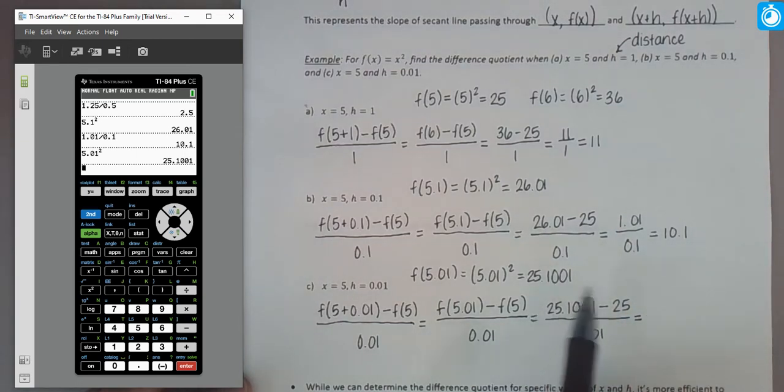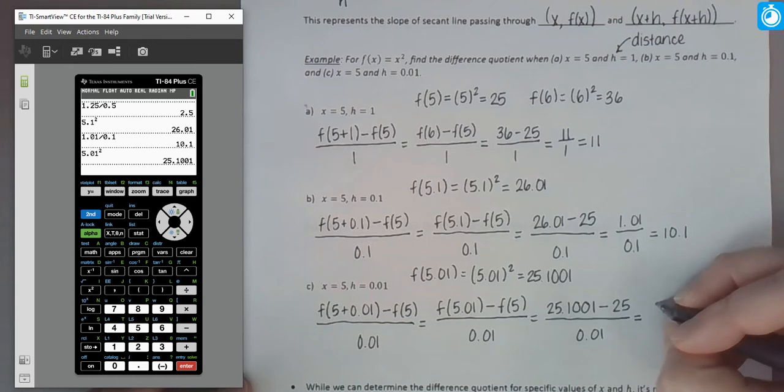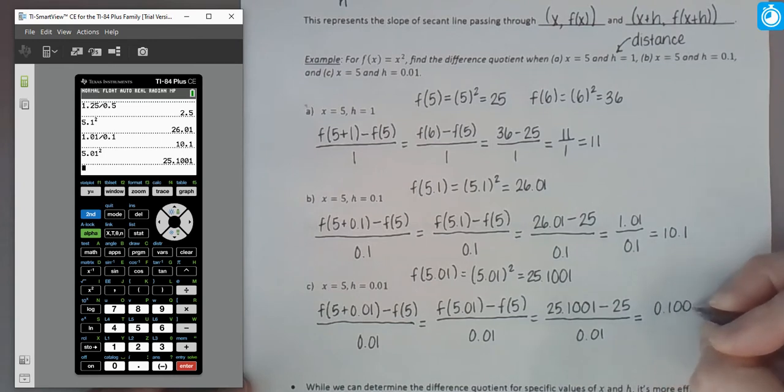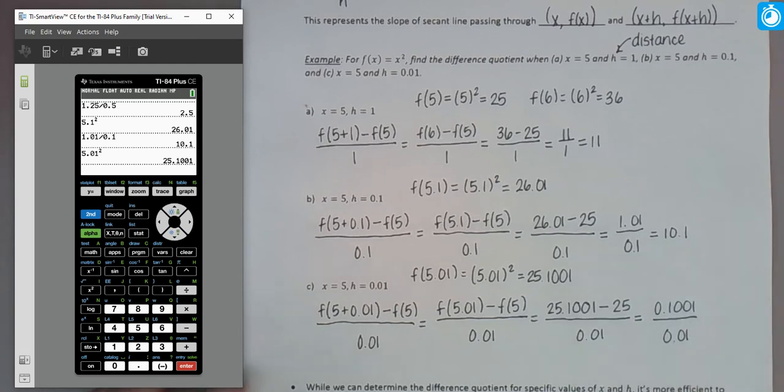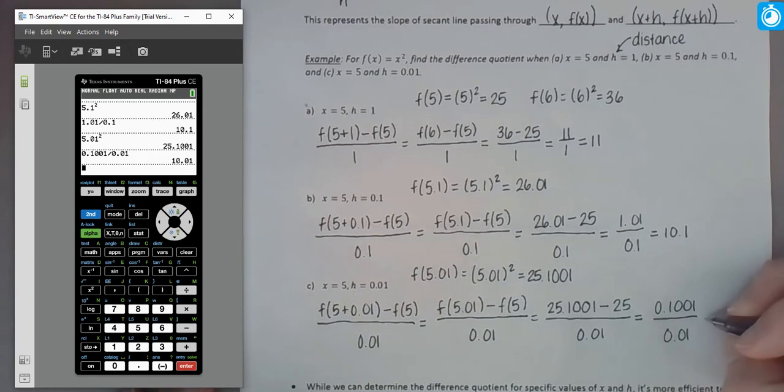Okay, so 25.1001 minus 25, we'll essentially just think of the 25s as canceling. So 0.1001 divided by 0.01. So 0.1001 divided by 0.01 is 10.01.